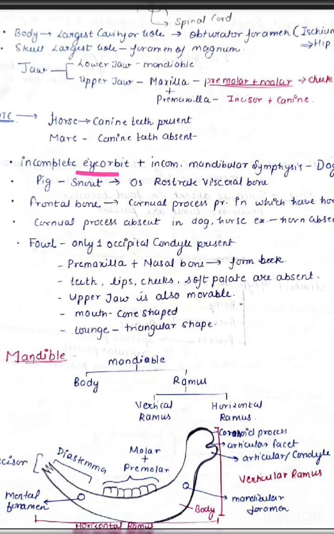For example, this is the beak. This beak is formed by the premaxilla plus nasal bone, and teeth, lips, cheeks and soft palate are absent in the fowl. The upper jaw is also movable, and the mouth is cone shaped, as we know. The tongue is triangular in shape. So these are some points about the fowl. You have to learn them.